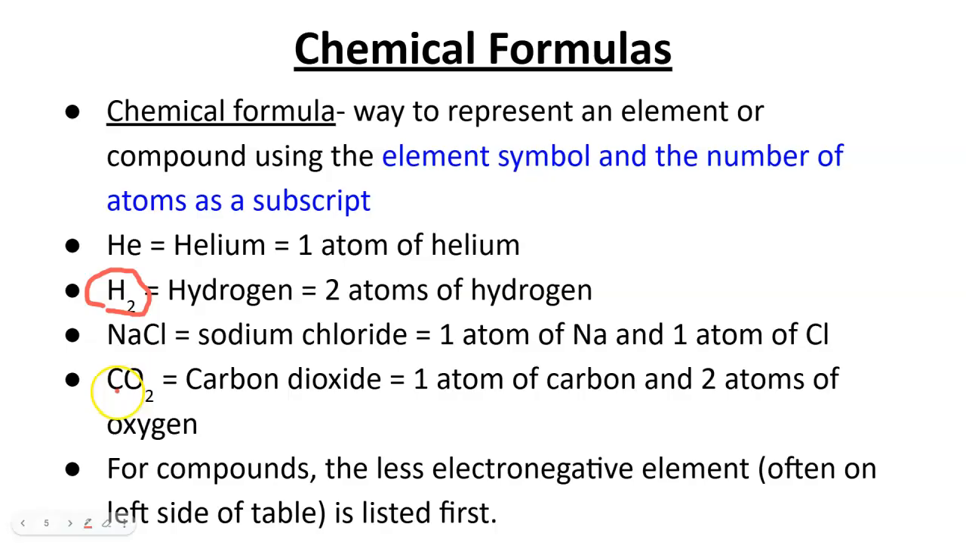How do we know the order? Which element goes first? Well, for compounds, the less electronegative element, which is often on the left side of the table, is listed first. A table of electronegativity values is available in your book or on Table S of your reference tables.